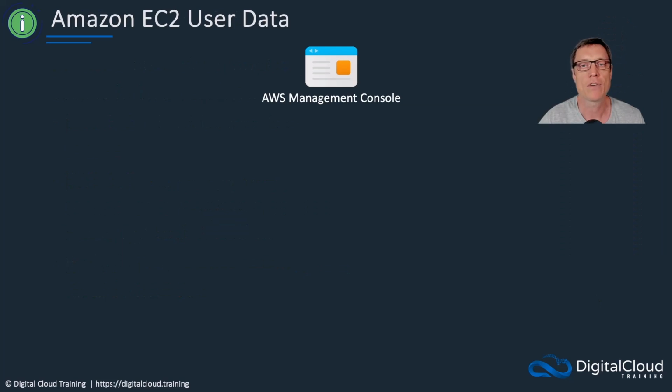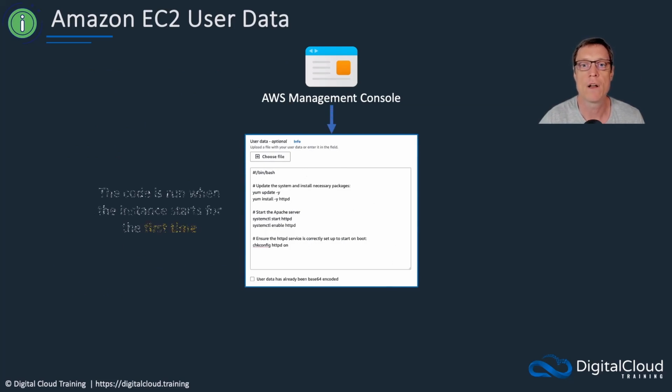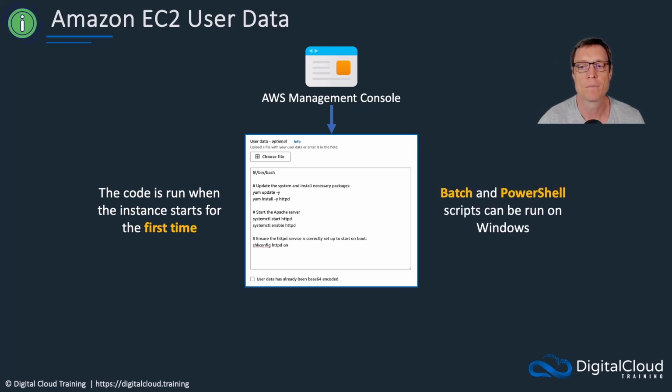Next up, we have user data. So user data is the ability to run code when the instance starts for the first time. It's basically like running a script. We can define the script in the user data field here, or we can supply it at the command line interface, and the code is going to run. We can also use batch and PowerShell scripts on Windows as well. So if you're launching Windows instances, you can still run user data.